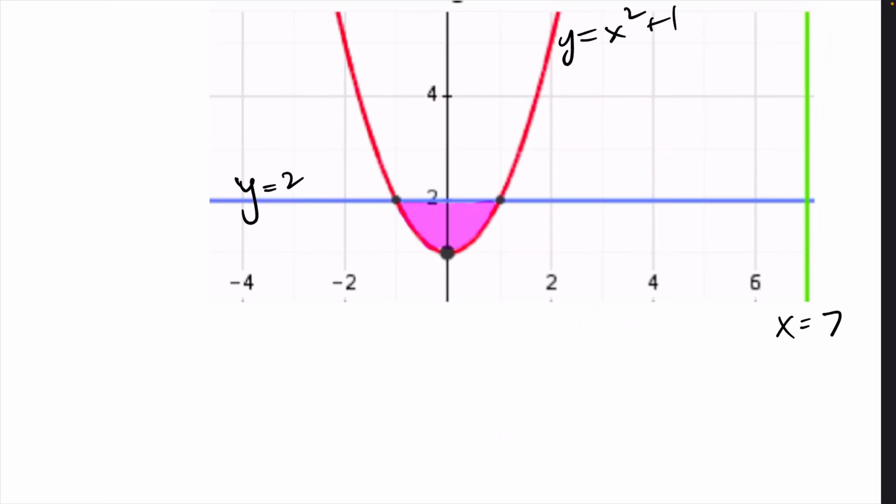Big R goes from the axis of revolution towards the shaded area, and you go through the shaded area until you get to the outer bound. So I'm going to go right to left, and that's where my next dot is going to be. That is big R. So the right function is x equals 7. The left function, or the outer, is going to be the parabola.